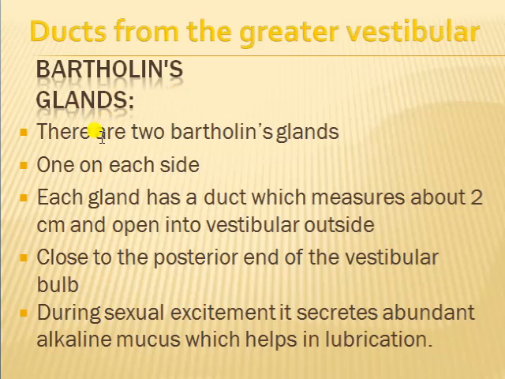Next, the Bartholin glands. There are two Bartholin glands, one on each side, the greater vestibular glands. Each gland has a duct about 2 centimeters long opening into the vestibule, close to the posterior end of the vestibular bulb. During sexual excitement they secrete abundant alkaline mucus which helps lubrication.